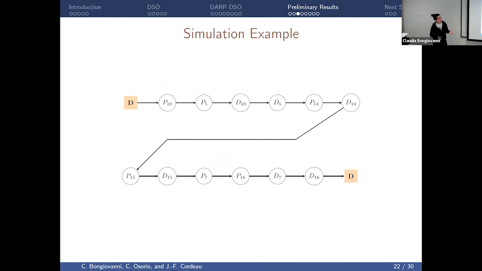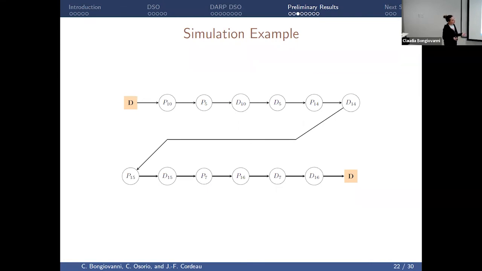And here we have an example. Suppose that we have this route. Nodes with P indicate pickups. Nodes with D indicate drop-offs of the customer that is indicated by the ID, for example, customer 10, customer 5, and so on. It's an example of a route.